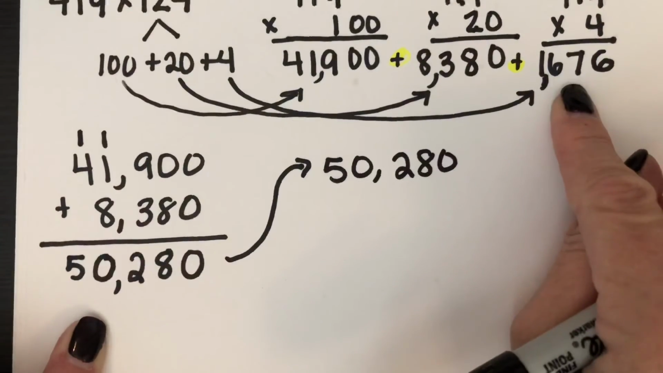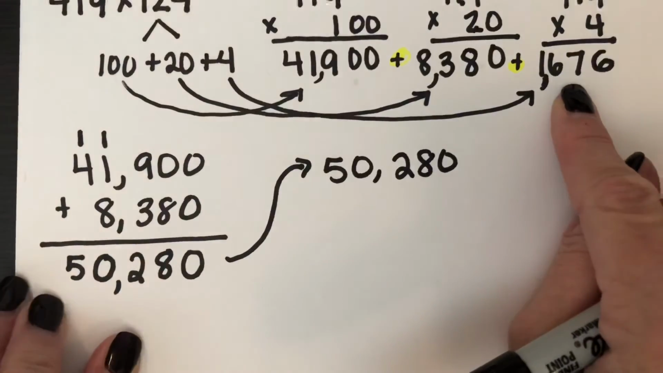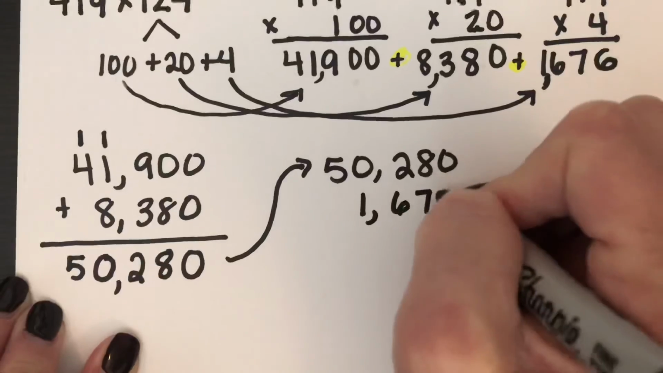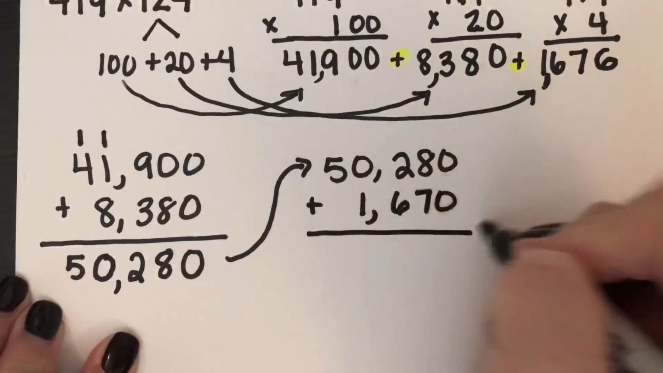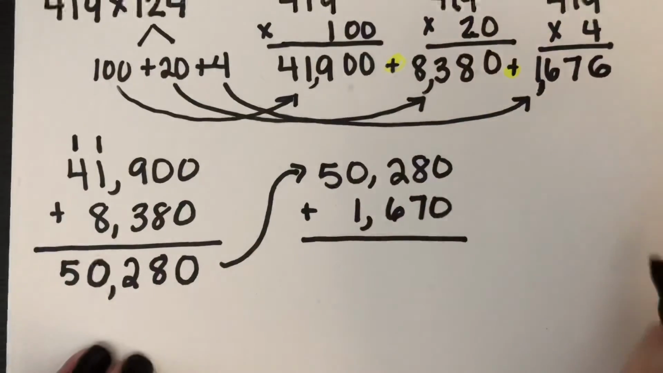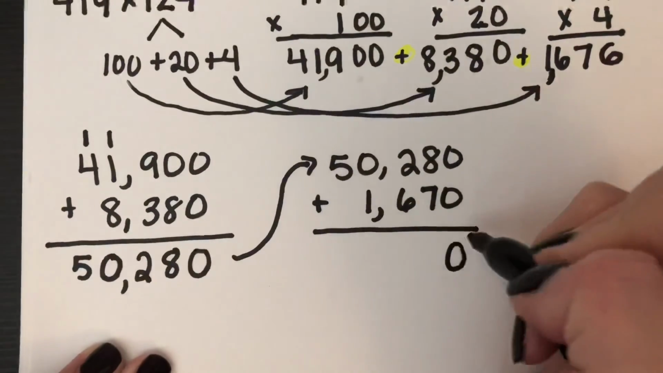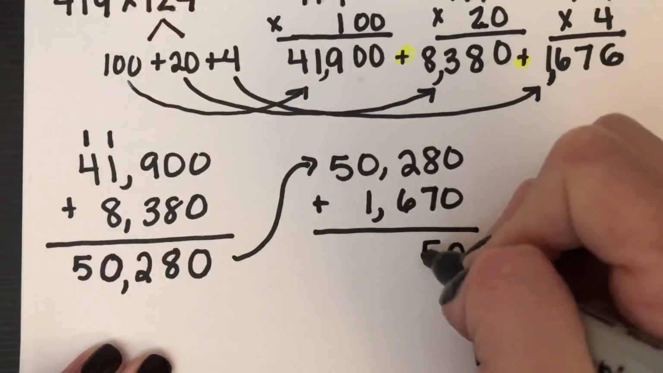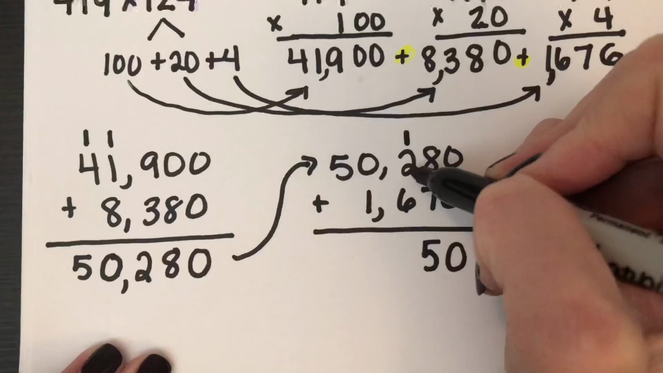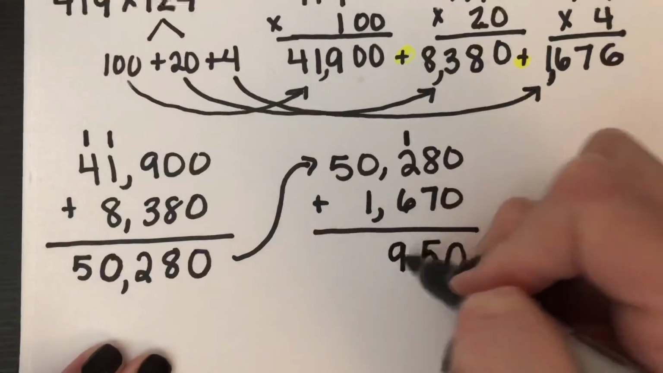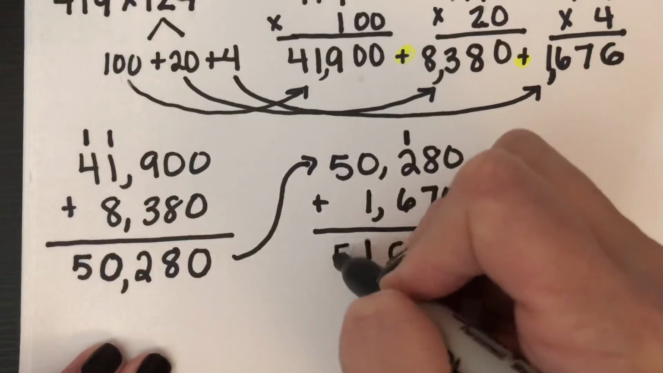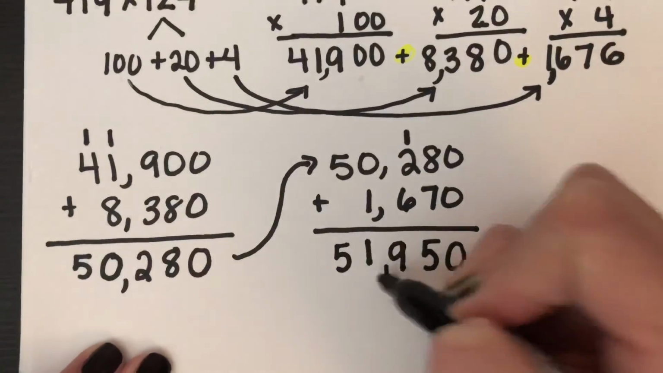also my 1,676. Again, I'm nice and neat when I line it over. I double check to make sure I copied it correctly. 0 plus 0 is 0. 8 plus 7 is 15, carry my 1. 6 plus 2 is 8, plus 1 is 9. 0 plus 1 is 1, and 5 plus nothing is 5. So I'm going to go over 1, 2, 3 spaces and put my comma.